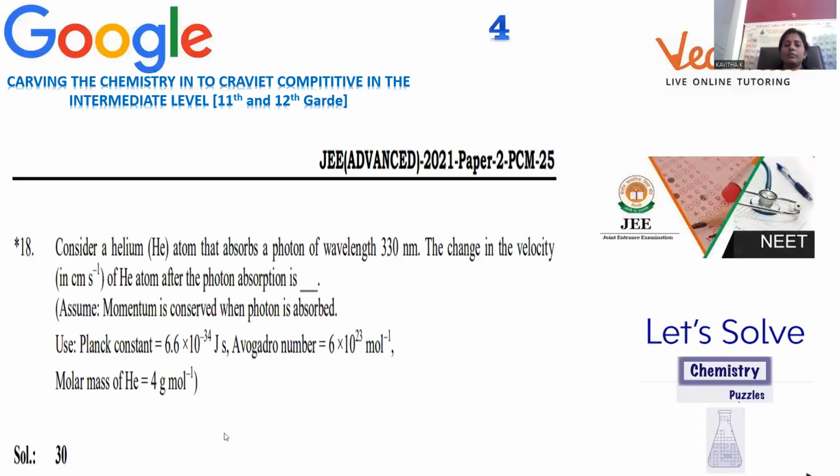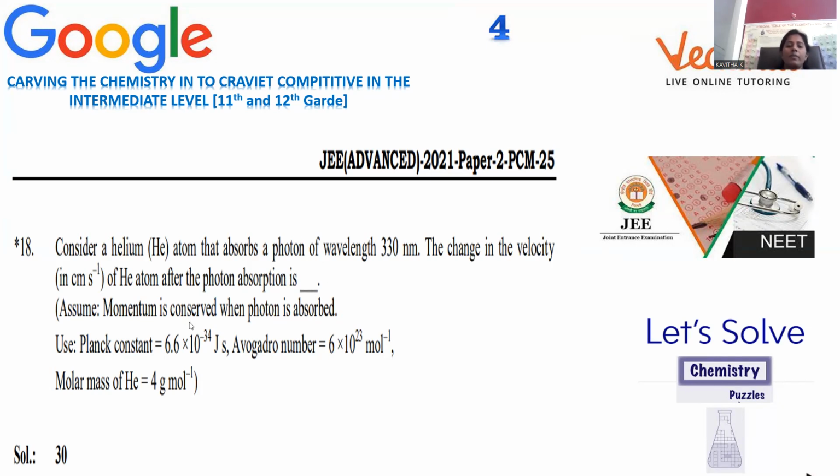Move on to question number 4. Question number 4 is collected from JEE Advanced 2021 paper 2. Consider a helium atom that absorbs a photon of wavelength 330 nanometers. The change in the velocity, in centimeters per second, of the helium atom after the photon is absorbed is dash. The change in velocity needs to be calculated.